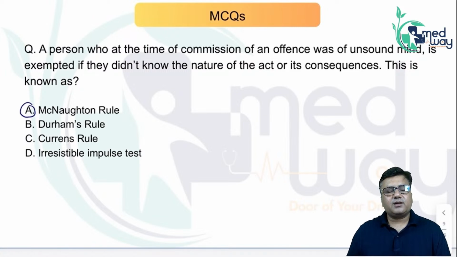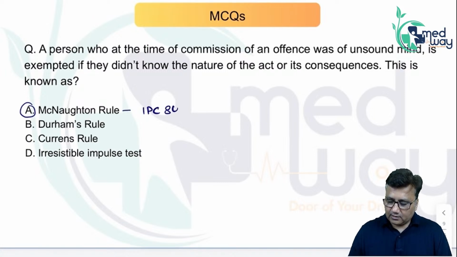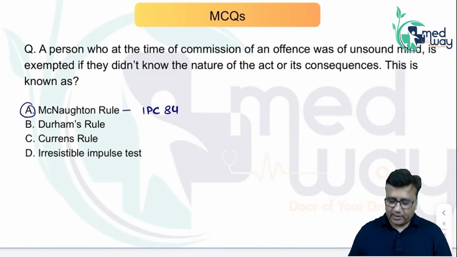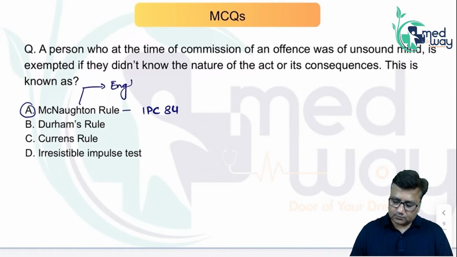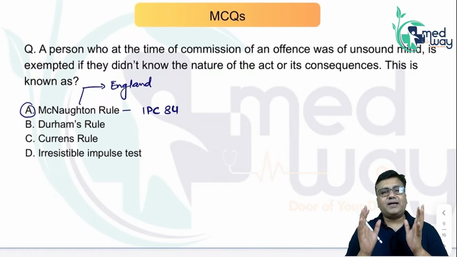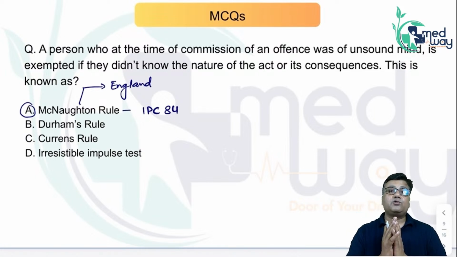Forensic psychiatry mein is something that we read. It was included in IPC 84, section 84 of India mein McNaughton's rule. McNaughton's rule basically is a rule of England. This rule provides defense for a mentally insane person in the court of law.